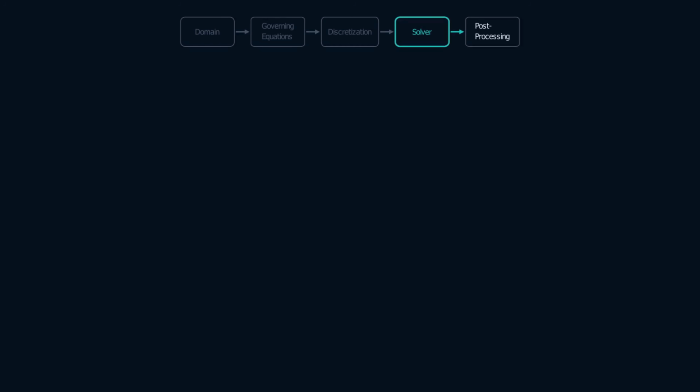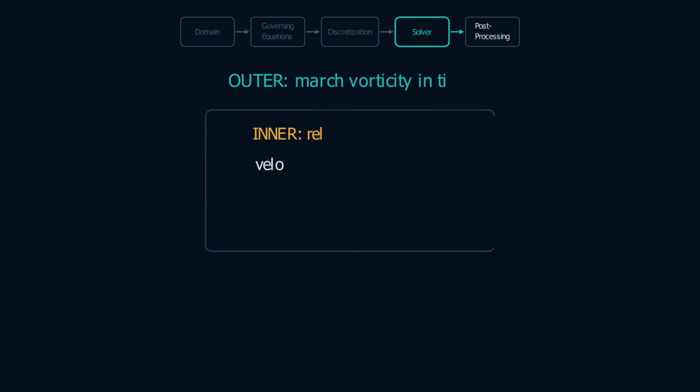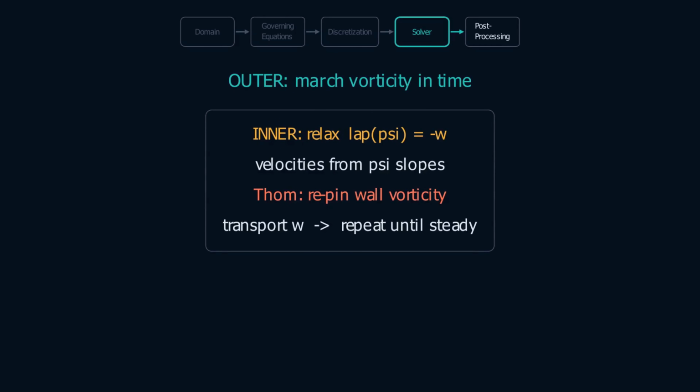Phase 4. The solver. 2 equations, 2 very different personalities, so we need 2 loops, one inside the other. The stream function equation has no time in it. The flow pattern adjusts instantly. The vorticity equation is all about time. Spin is carried and diffused. So, an inner loop that relaxes the pattern inside an outer loop that marches the spin. That nesting is the solver.